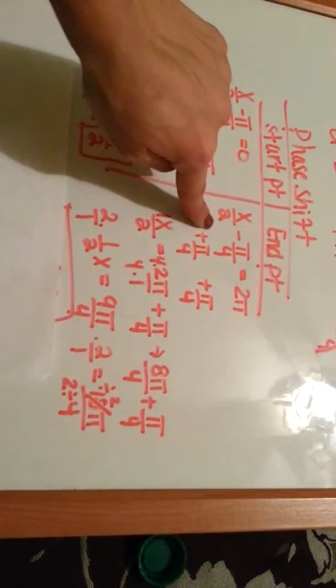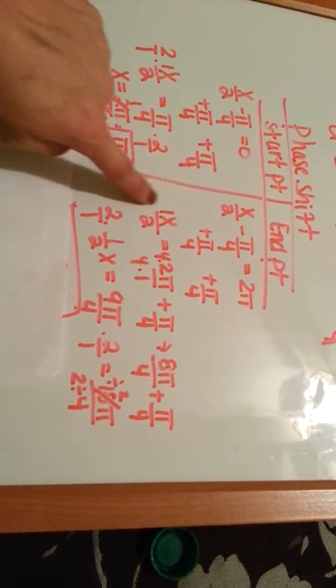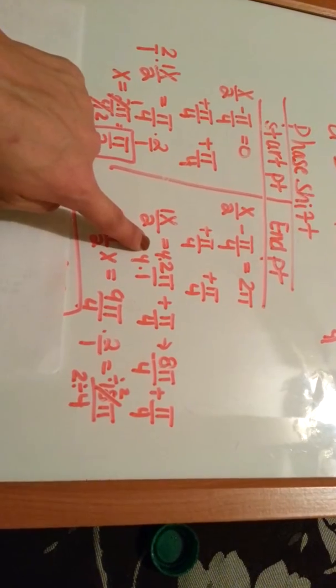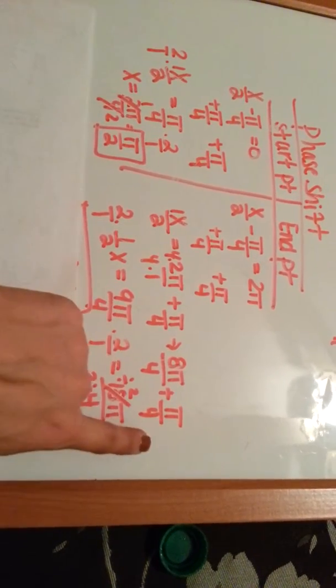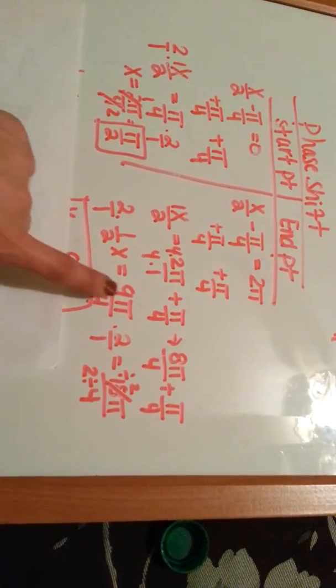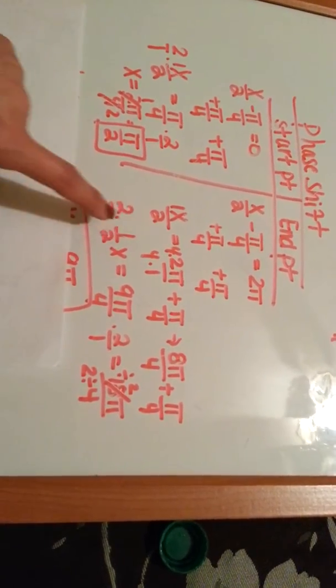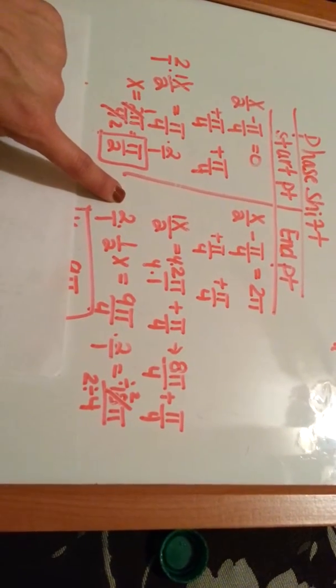Same thing to the other side. We're going to add pi over 4 to the other side. We're going to be left with x over 2 equals 8 pi over 4 plus pi over 4, because we're going to add the 2 pi plus the pi over 4, giving us 9 pi over 4 equals 1 over 2 x. Get rid of that fraction, leave x by itself, you multiply by the reciprocal.